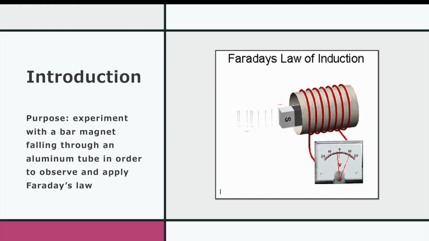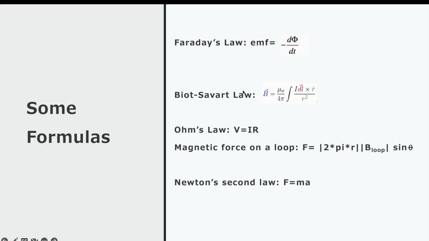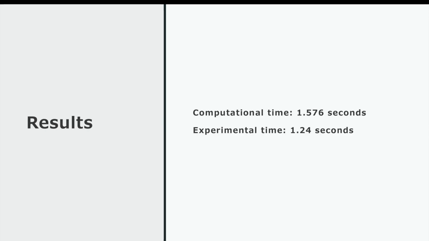So the purpose of this lab is to experiment with a bar magnet falling through an aluminum tube in order to observe and apply Faraday's law. In here you can see the magnet going through, generating a change in magnetic flux, thus creating an EMF. Some important formulas that we're going to use are Faraday's law, Biot-Savart law, Ohm's law, magnetic force on a loop, and Newton's second law, as well as Newton's third law.